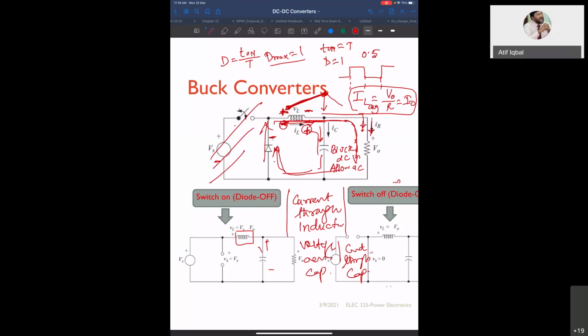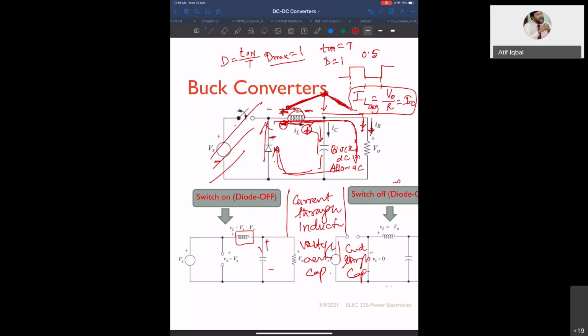Now, what will happen to this current? Because you see, the inductor is discharging. There is no source in this loop. The only source is the inductor. The inductor is behaving as a source, and there is no input to this inductor. So what will happen? The inductor will release energy and the current will fall.